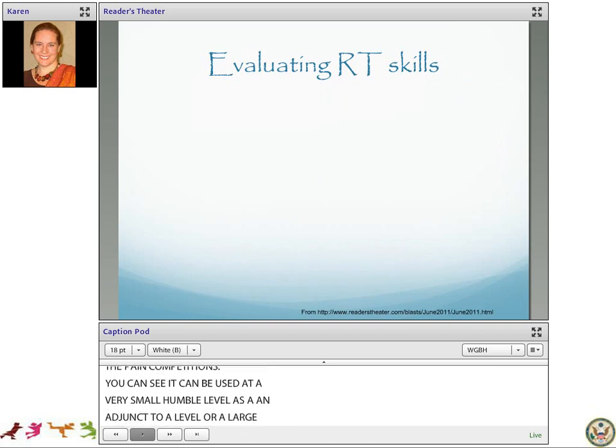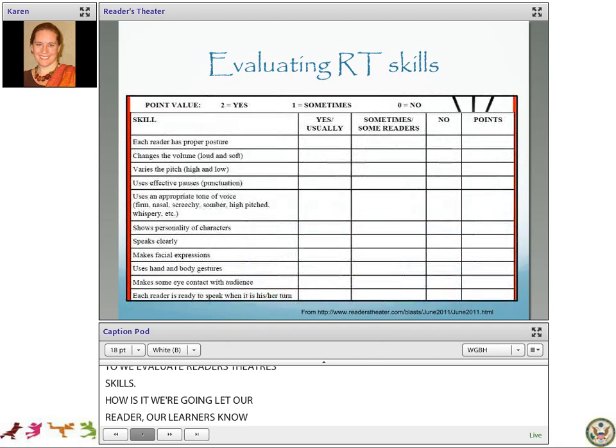I raise competition because it's important to ask ourselves, how do we evaluate Reader's Theater skills? How is it that we're going to let our learners know that they are achieving specific objectives? So that brings us to the question of, can we put together a checklist? This is one that I found for Reader's Theater online that I find useful at readerstheater.com.